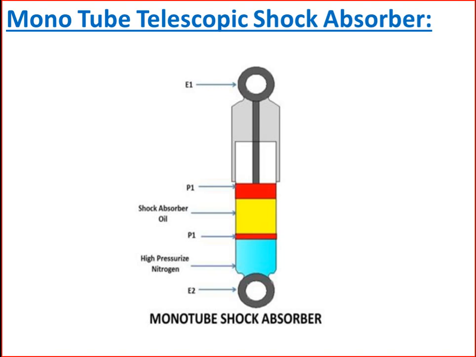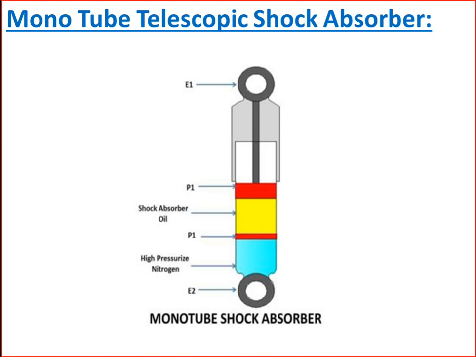There are two pistons, one is shown by P1 and the other by P2. Piston P1 is attached with the piston rod. Piston P2 is a floating piston which can move upward and downward according to the pressure on its upward and downward side. This shock absorber has two chambers A and B separated by the floating piston P2. The upper chamber A is filled with oil and the lower chamber is filled with high pressurized nitrogen gas.